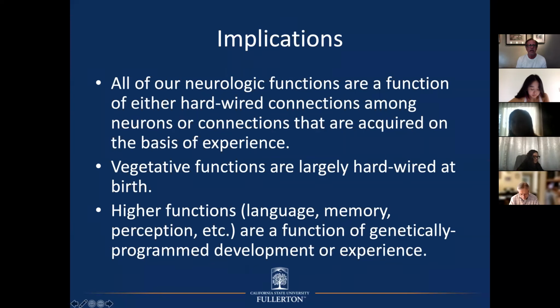All right, what are the implications of all of this? Okay, so we've gone through all of these connections among neurons, and what are the implications basically of all these connections? Here it is. All of our neurologic functions are either hardwired connections among neurons or connections that are acquired on the basis of experience.